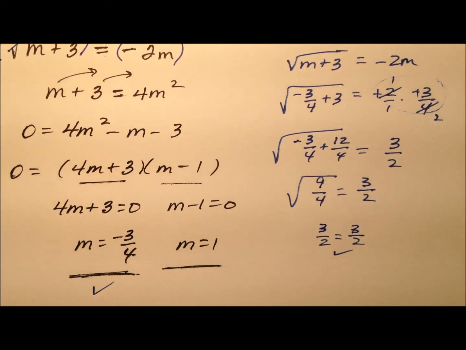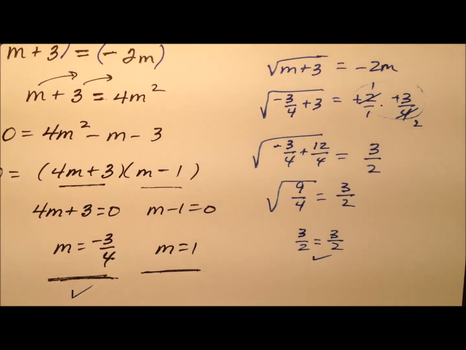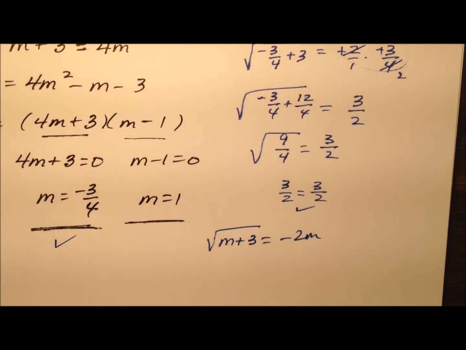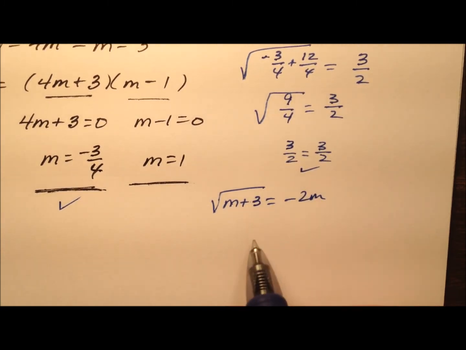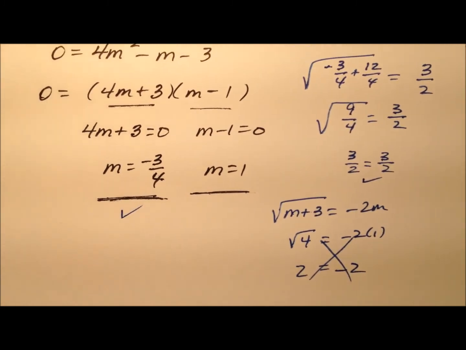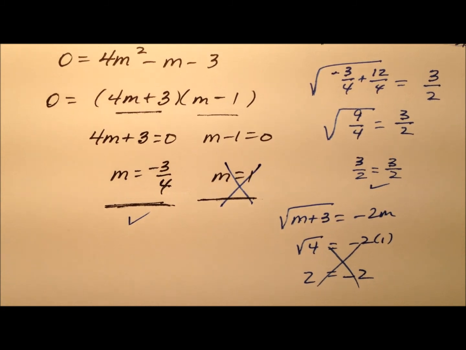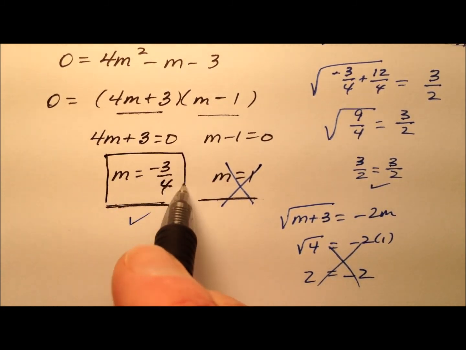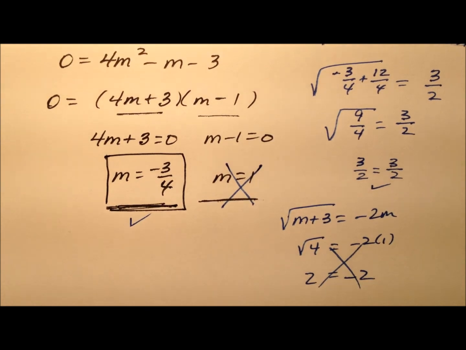Very nice. Okay, well, let's try our m equals 1 now. So we had, once again, the square root of m plus 3 equals negative 2m. So 1 plus 3 is 4. The square root of 4 is 2. And negative 2 times 1 is negative 2. Uh-oh. 2 equals negative 2? Well, that is definitely false. So that's a no-go. So m equals 1 will be an extraneous solution, which means the only solution to this problem is m equals negative 3/4.